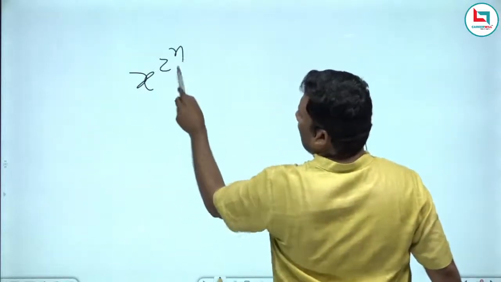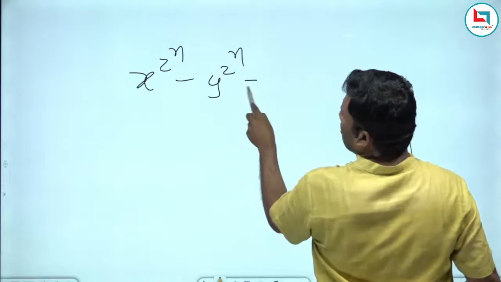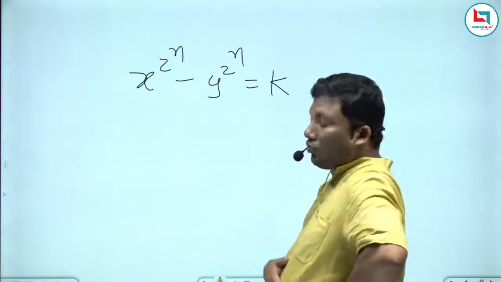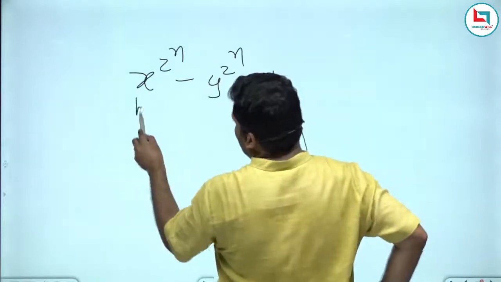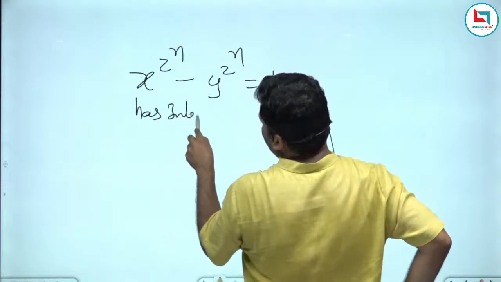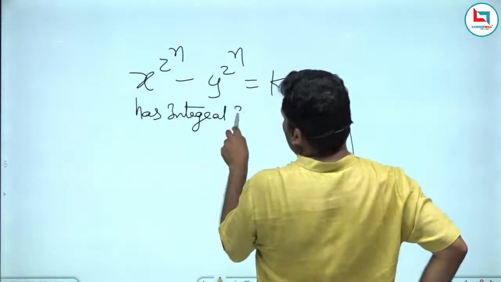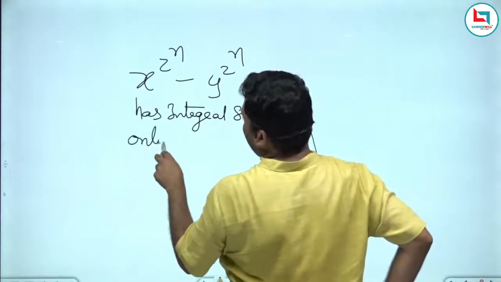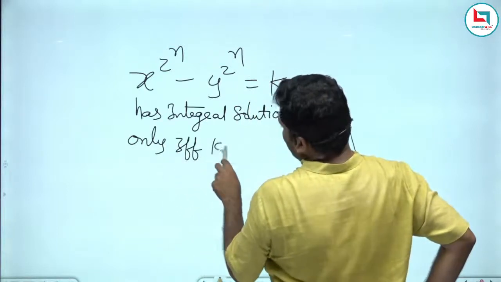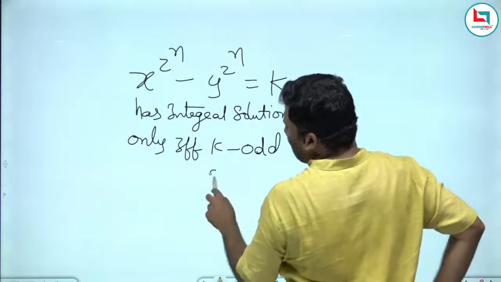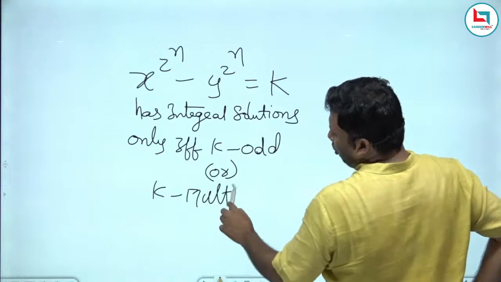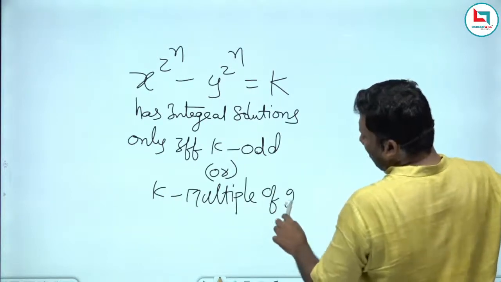I will write it down in the next slide. Very, very important slide, sir. x power 2 power n minus y power 2 power n equivalent to k has integral solutions. This will have integral solutions only if k is an odd number, or k is a multiple of 2 into 2 power n. Very, very important concept.